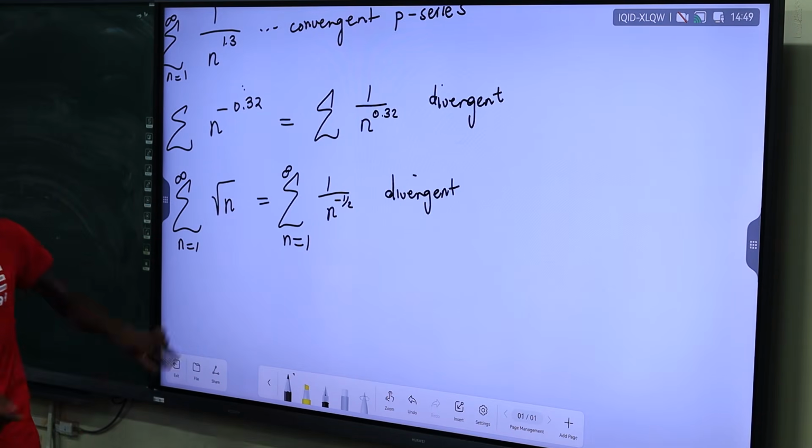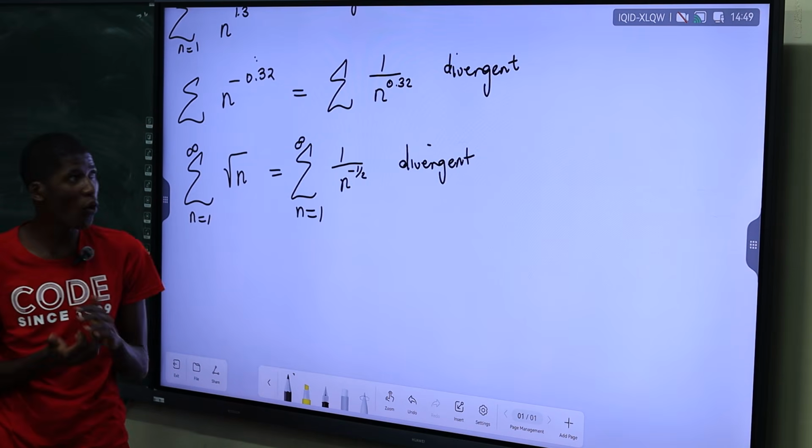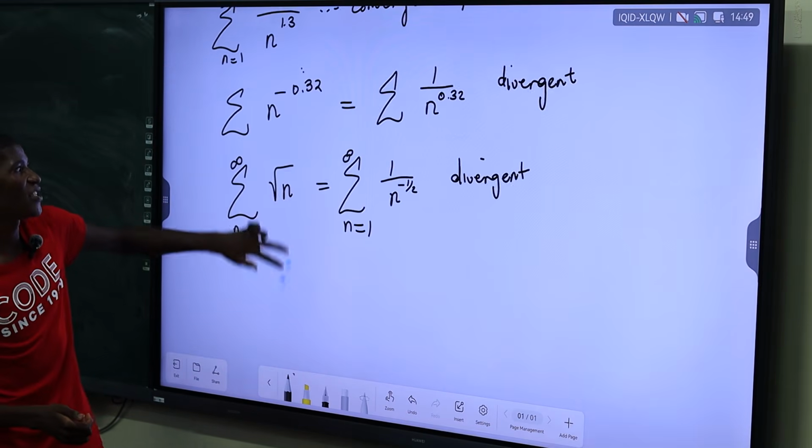So with a p-series test, you are simply testing for convergence or divergence. It can tell you convergence or it can tell you divergence depending on the value of p, which is the exponent.